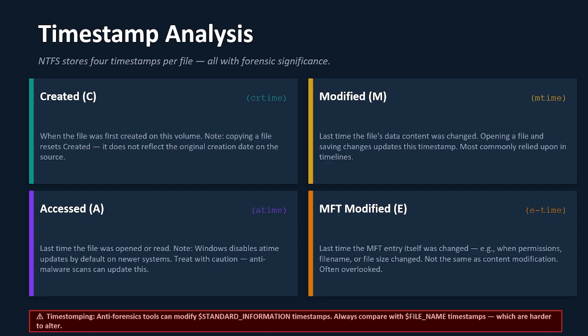And then time-stomping is where anti-forensics tools, and there are ways that you can do this without the anti-forensics tools. You can do it if you have direct access to the drive, but you can modify the standard information timestamps, and you want to compare that with the file name timestamps because those are quite a bit harder to manipulate. So the standard information are ones that a user can access and change, but file name is not exposed to the operating system.